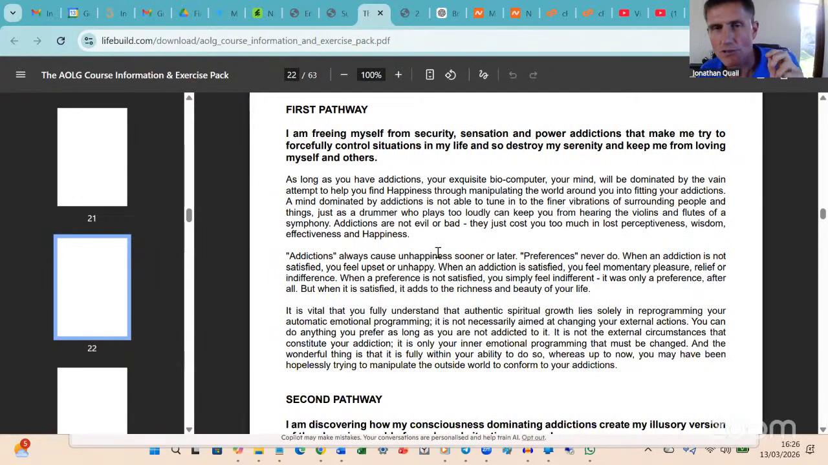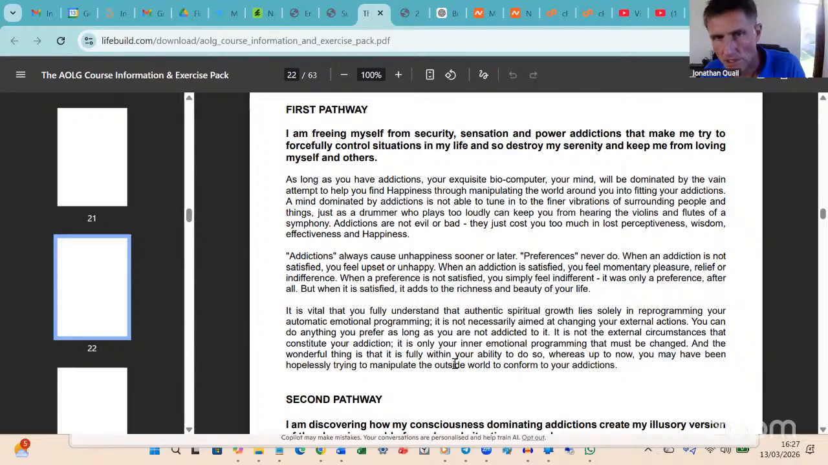Okay, so first pathway. Archie, if you can read that. The first one again, and then we'll just take turns reading the paragraphs that describe it. Yeah, okay. So I am freeing myself from security, sensation, and power addictions that make me try to forcefully control situations in my life, and so destroy my serenity and keep me from loving myself and others.